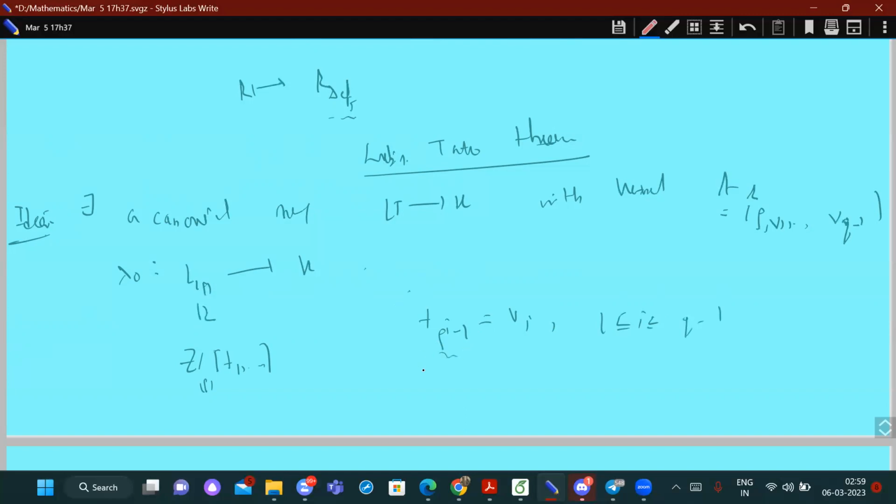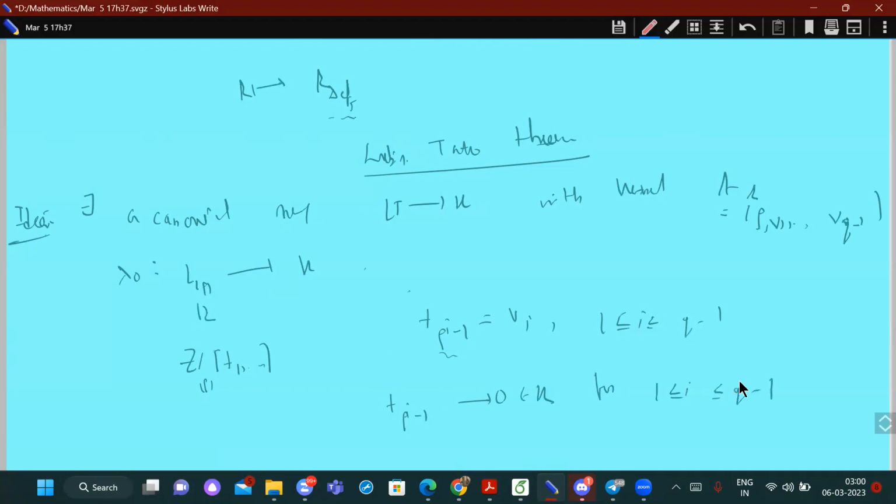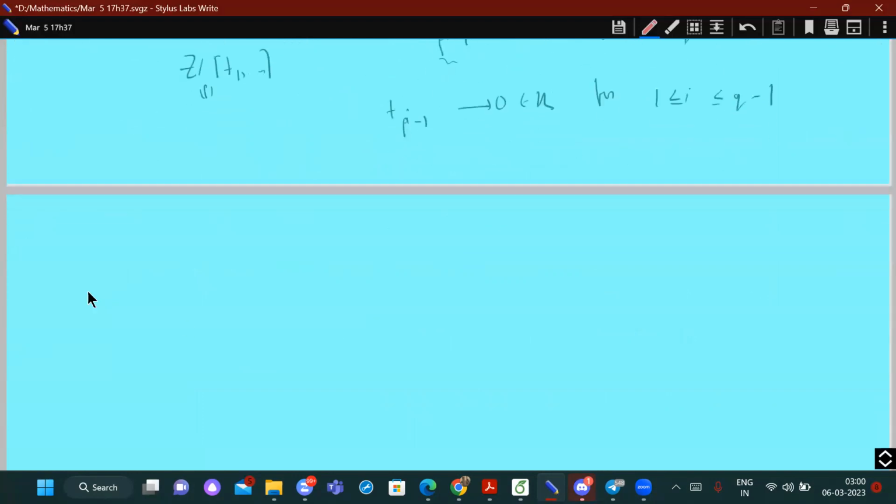Right. Now, as we have assumed F to be a formal group of height Q. Makes sense. And okay. Now, so here's the main idea.